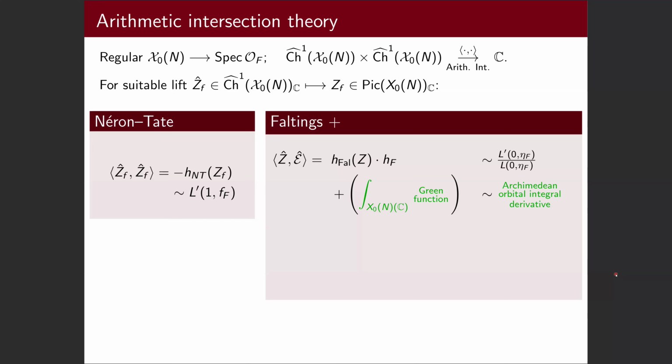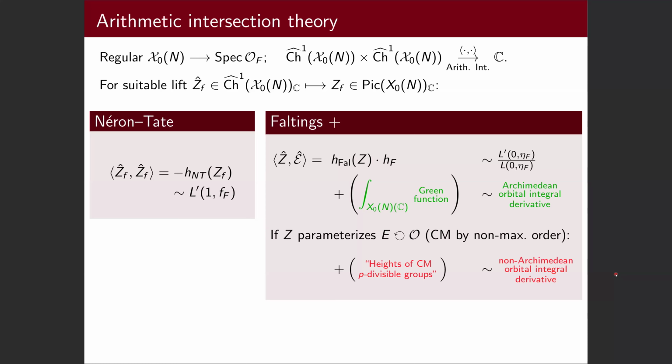And moreover, if we consider elliptic curves E with CM not necessarily by a maximal order, so CM by a possibly non-maximal order, then there's an additional correction term related to non-Archimedean orbital integrals. For the purpose of this talk, I'll call this correction term heights of CM p-divisible groups, which I plan to elaborate on later in the talk.